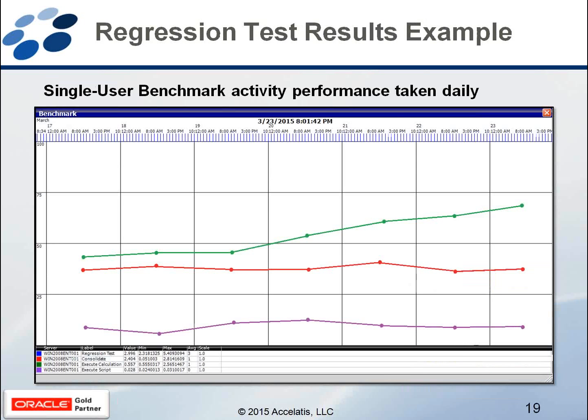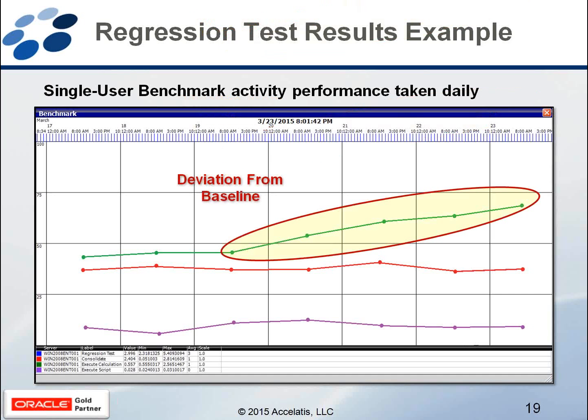So here are 3 items. We did an HFM consolidation, a generic script, and an S-based calc. Here you can see that the HFM consolidation in red and the script in purple stay relatively flat. And you can see that we did 1 test a day. So every day we're testing these data points. Again, effectively our baseline test, but something that we're running over time and measuring, looking for changes. And you can see here that we deviated from the baseline on our S-based calc.